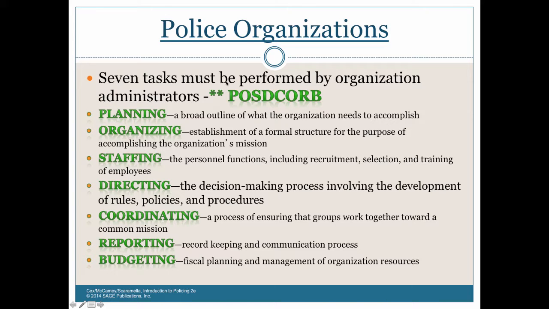And so therefore, police organizations must be run as businesses, and they have basically 7 key tasks that they must perform. And there's an acronym that can help remind you. It's called POSDCORB, and these are the 7 tasks that you have to know. One is planning. That stands for P, so they must be able to plan. They must be able to organize. They must be able to staff. They must be able to direct. C and O is for coordinating, reporting, and budgeting. So POSDCORB are 7 essential tasks.